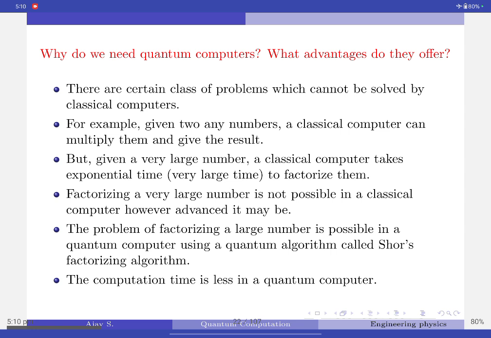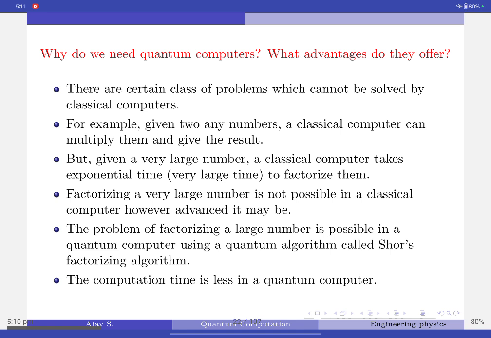Why do we need quantum computers when we have classical? What advantages do they offer? There are certain classes of problems which cannot be solved by classical computers. For example, given any two numbers, a classical computer can multiply them and give the result. But given a large number, a classical computer takes exponential time, a very large time, to factorize it. Factorizing a very large number is not possible in a classical computer, however advanced it may be.